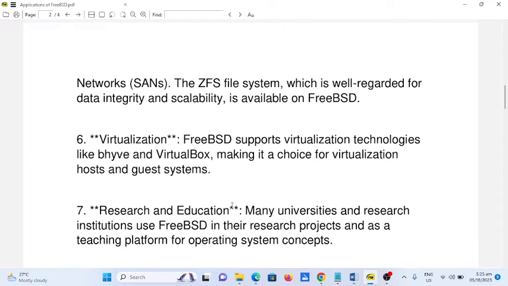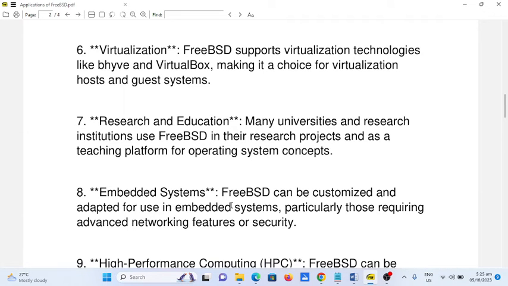Number 6, virtualization. FreeBSD supports virtualization technologies like bhyve and VirtualBox, making it a choice for virtualization hosts and guest systems. Number 7, research and education. Many universities and research institutions use FreeBSD in their research projects and as a teaching platform for operating system concepts.